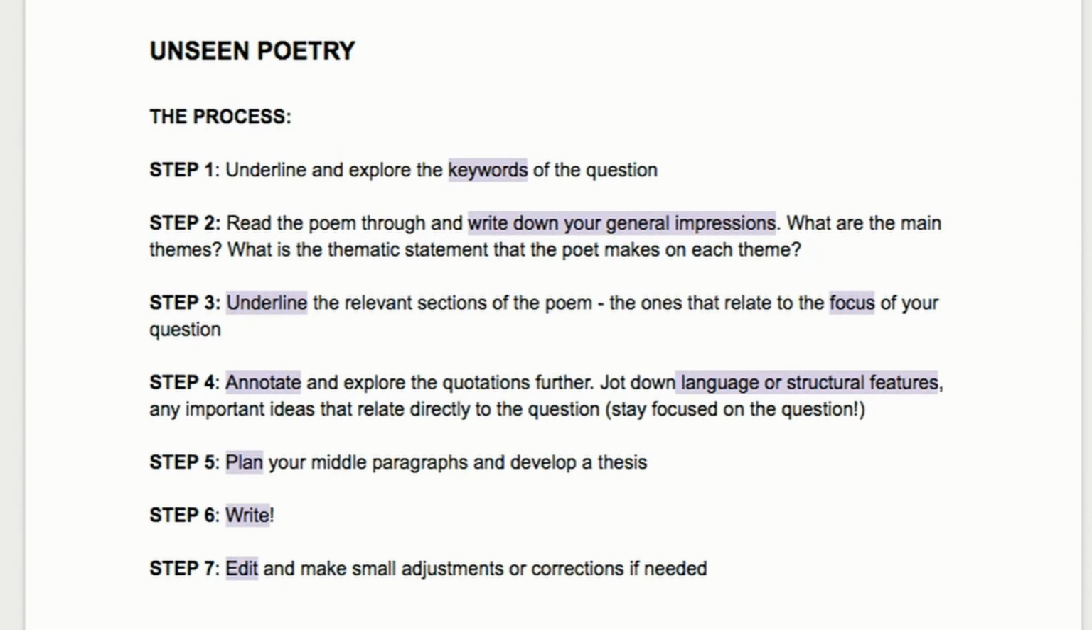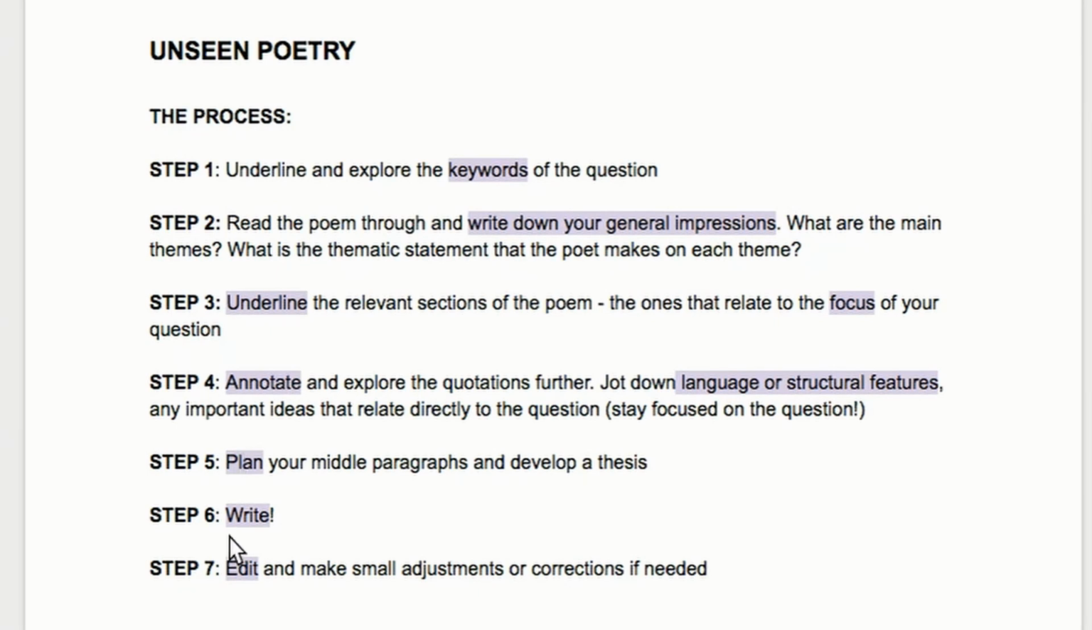Once you've done all that and your poem is fully annotated, you structure your ideas into a plan. So you have an intro, you have middle paragraphs. In your intro, you develop a thesis, which is your overall point, your overall answer to that question, like a one-sentence response to your question. Your thesis should contain what we think, feel, or realise as an audience about the focus of the question, about the idea of the question.